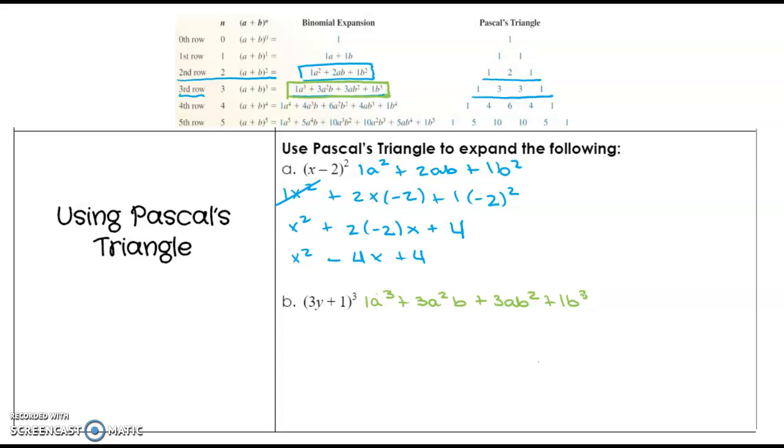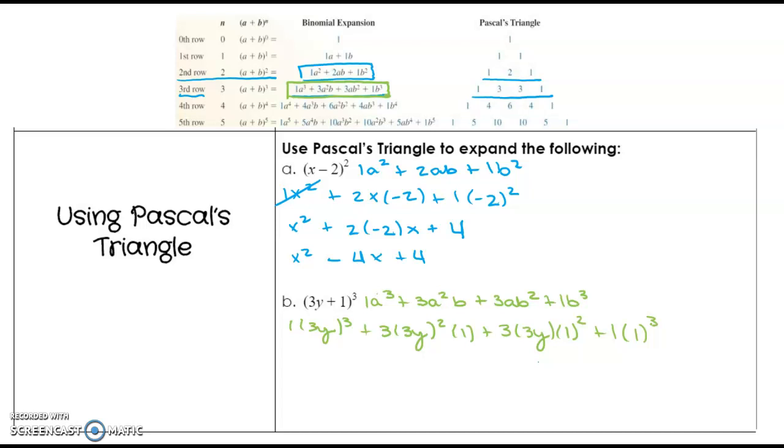All right, so now I'm substituting in 3y for every a, and then a 1 for every b. Okay, so when I do that, I will get 1 times 3y to the third plus 3 times 3y to the second times 1 plus 3 times 3y times 1 to the second plus 1 times 1 to the third.